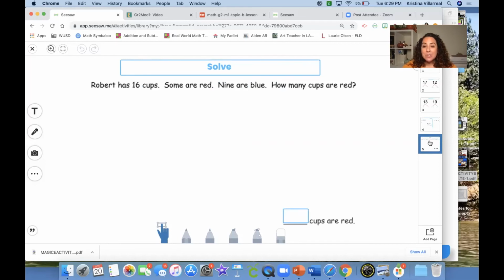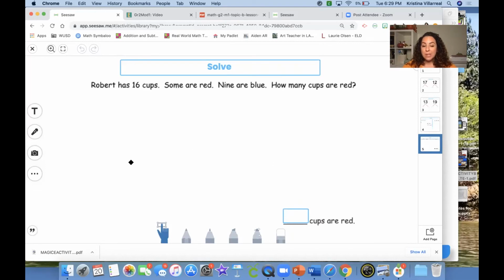Finally, we have a story problem. Robert has 16 cups. Some are red, 9 are blue. How many cups are red? If he has 16 cups and you take away the blue cups, 9 of them, how many cups will be red? So it is 16 take away 9. So go ahead and work your problem out.